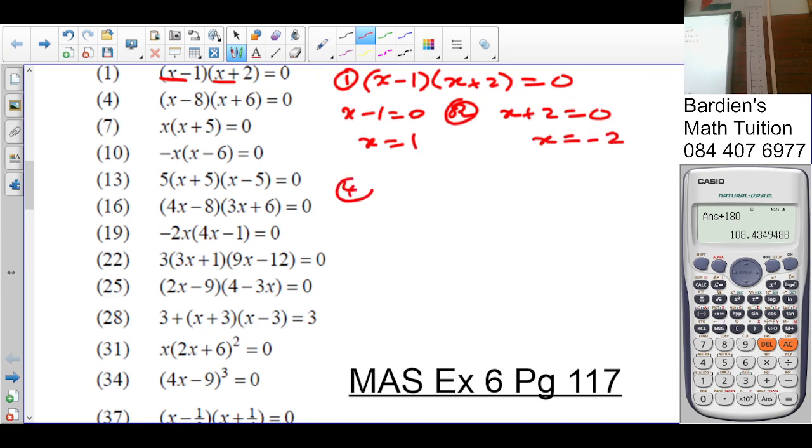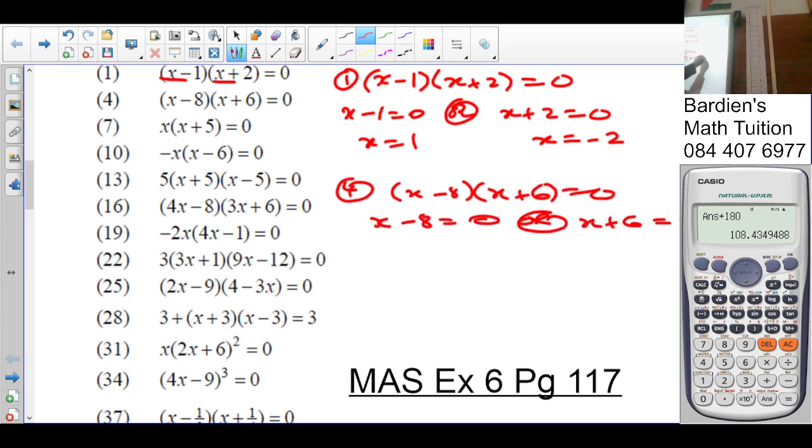Look at number 4. (x minus 8)(x plus 6) is equal to 0. Set each one equal to 0, so x minus 8 is equal to 0 or x plus 6 is equal to 0. So x is equal to 8 or x is equal to negative 6. Let's go to number 7. It's x(x plus 5) equals 0.